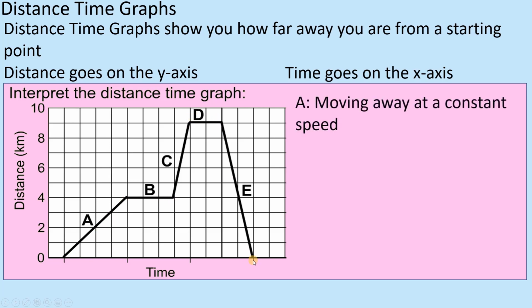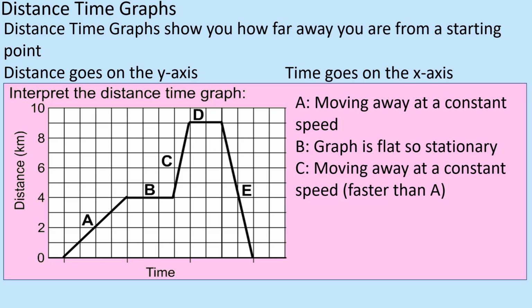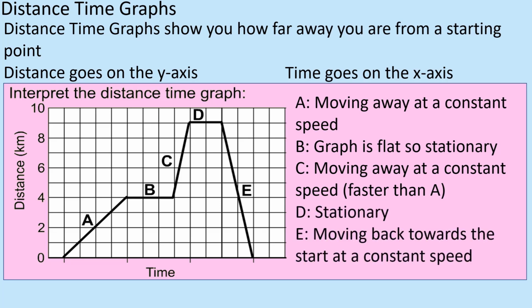Okay, so A, moving away at a constant speed. It's a straight line, so constant speed. B is flat, so stationary. C, moving away at a constant speed, faster. D, stationary. And then E, moving back towards the start at a constant speed, again a straight line. So that's an interpretation of it, putting it into context, which in reality is probably what you're going to get in an exam.